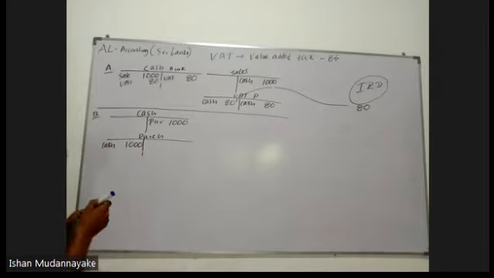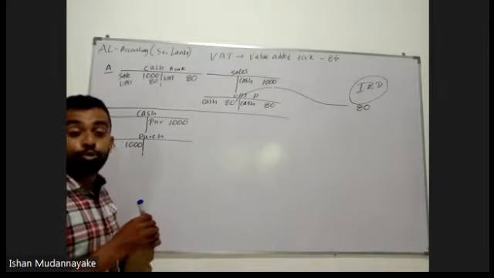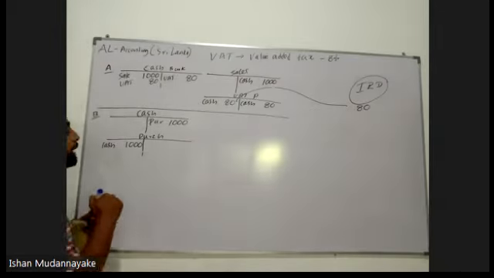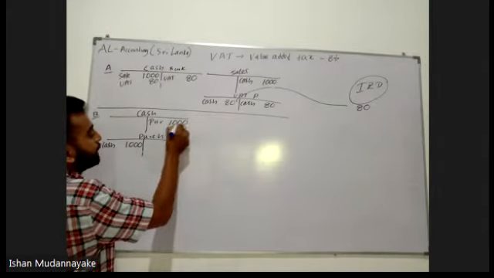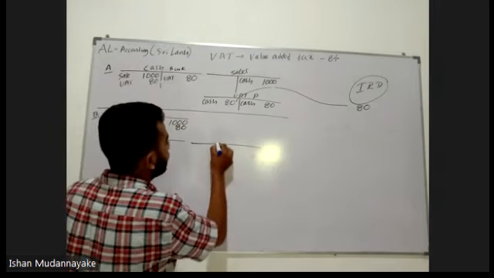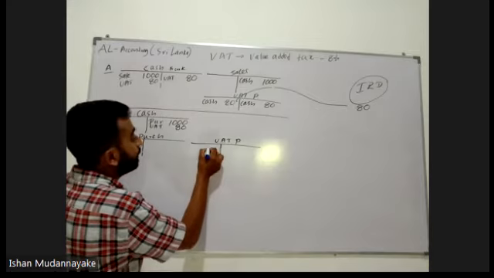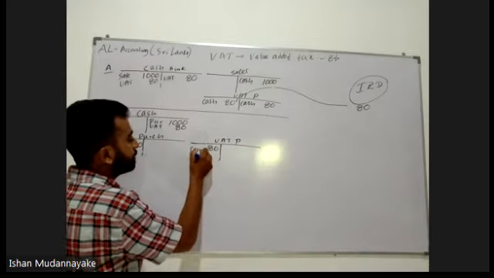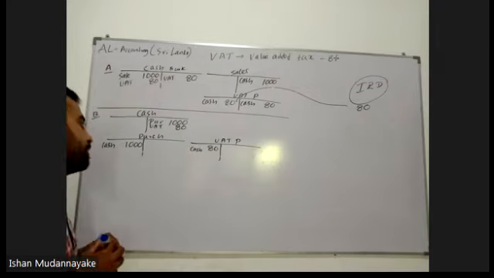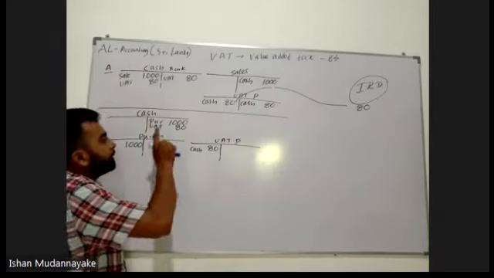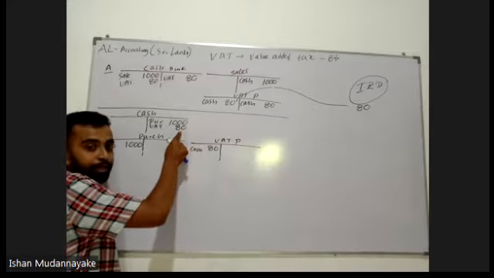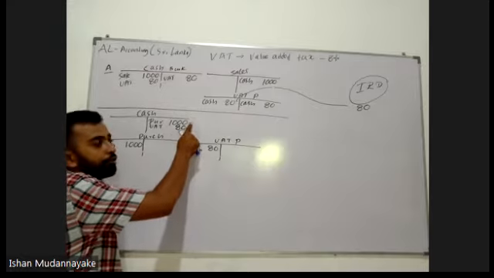Not only that, company B paid 80 to company A. So for that 80, the double entry is cash book credit 80, VAT payable account debit 80. Company B paid 80 rupees to company A. Company B paid this 1000, and paid this 80 rupees because of their 1000.